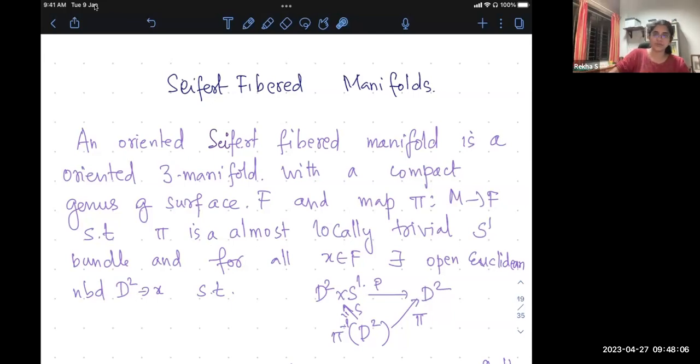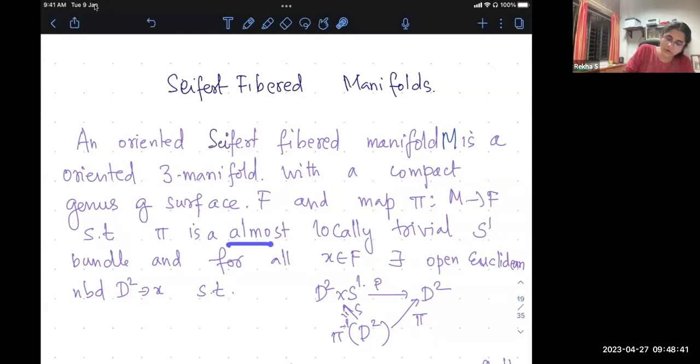So we are only looking at the oriented case, and an oriented Seifert fibered manifold is an oriented 3-manifold N with a compact genus g surface F. So it's the information that comes along with our manifold, and I forgot to write N here. So along with it comes a manifold N, a compact surface. We only consider a compact surface F of genus g, and a map, which is almost everywhere a locally trivial S1 bundle.